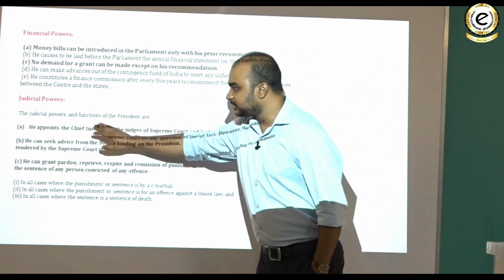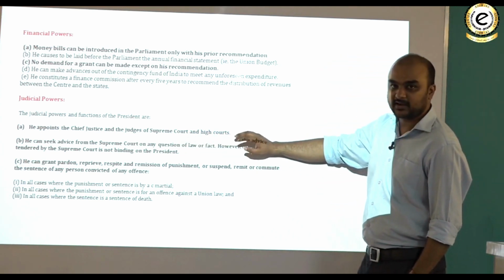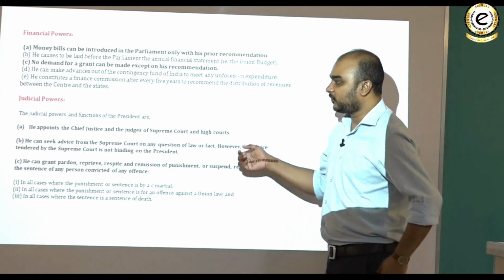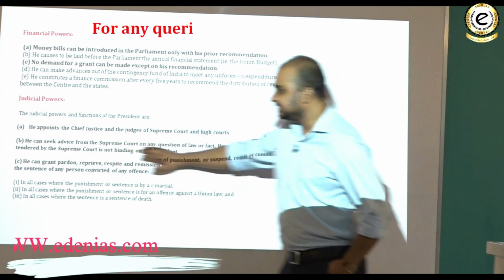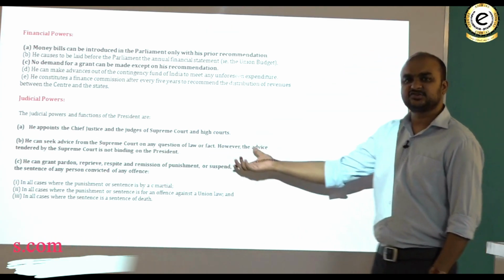Judicial powers. The judicial function of the President is that he appoints the Chief Justice and the judges of the Supreme Court and High Court. But here you know that there is this collegium angle which we should not forget, because independence of the judiciary is a part of the basic structure of the Indian Constitution. He can seek advice from the Supreme Court on any question of law or fact, which is nothing but the advisory jurisdiction of the Supreme Court.